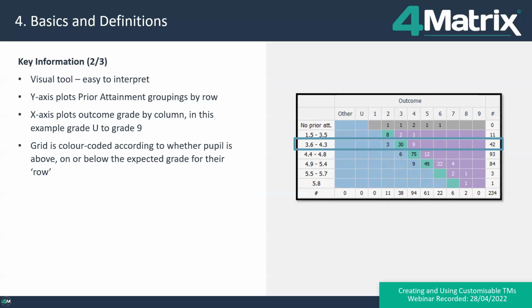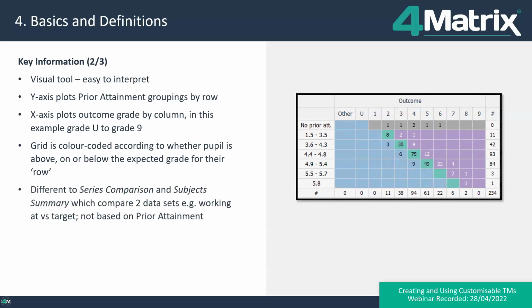So in that same row, 3.6 to 4.3, grade 3 is the expected grade because it shows in green, and we have a total of 3 below expected, 30 working at expected, and 9 working above the expected grade. You can see how quickly we can identify those who are working above, on, and below expectations here.